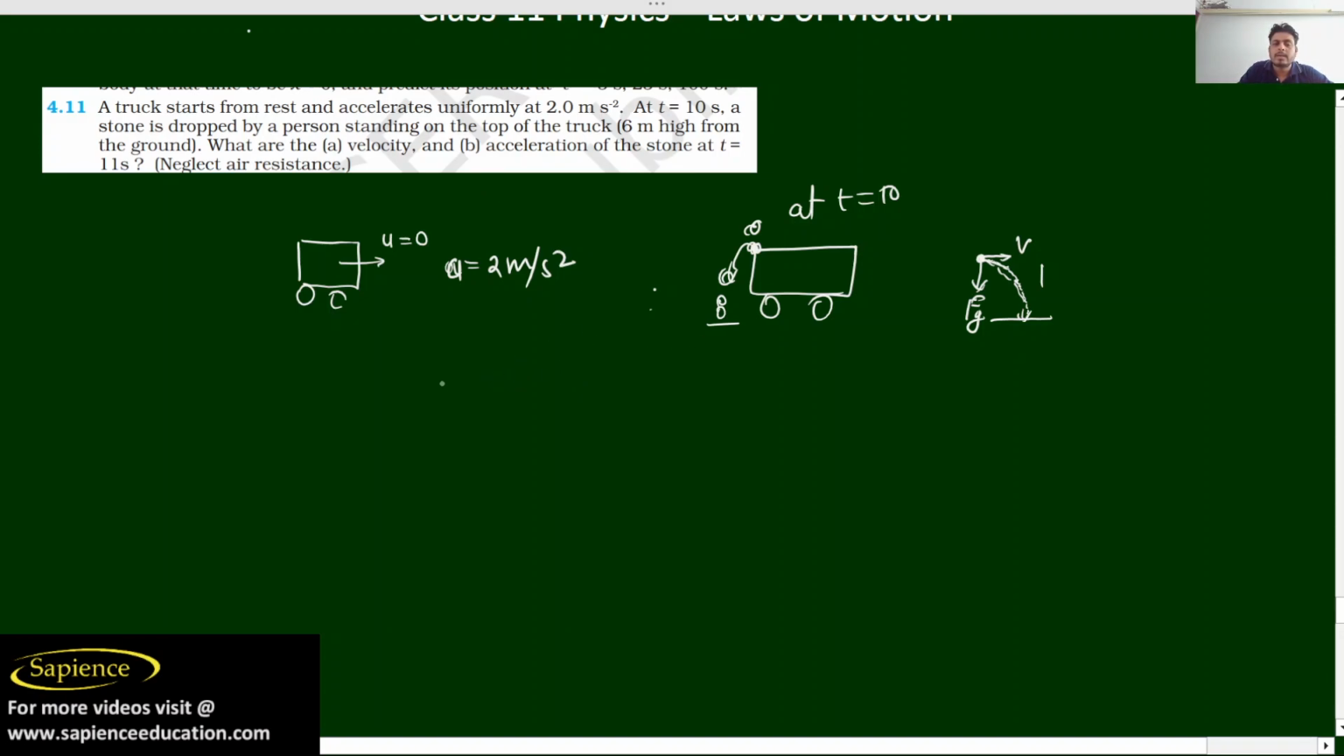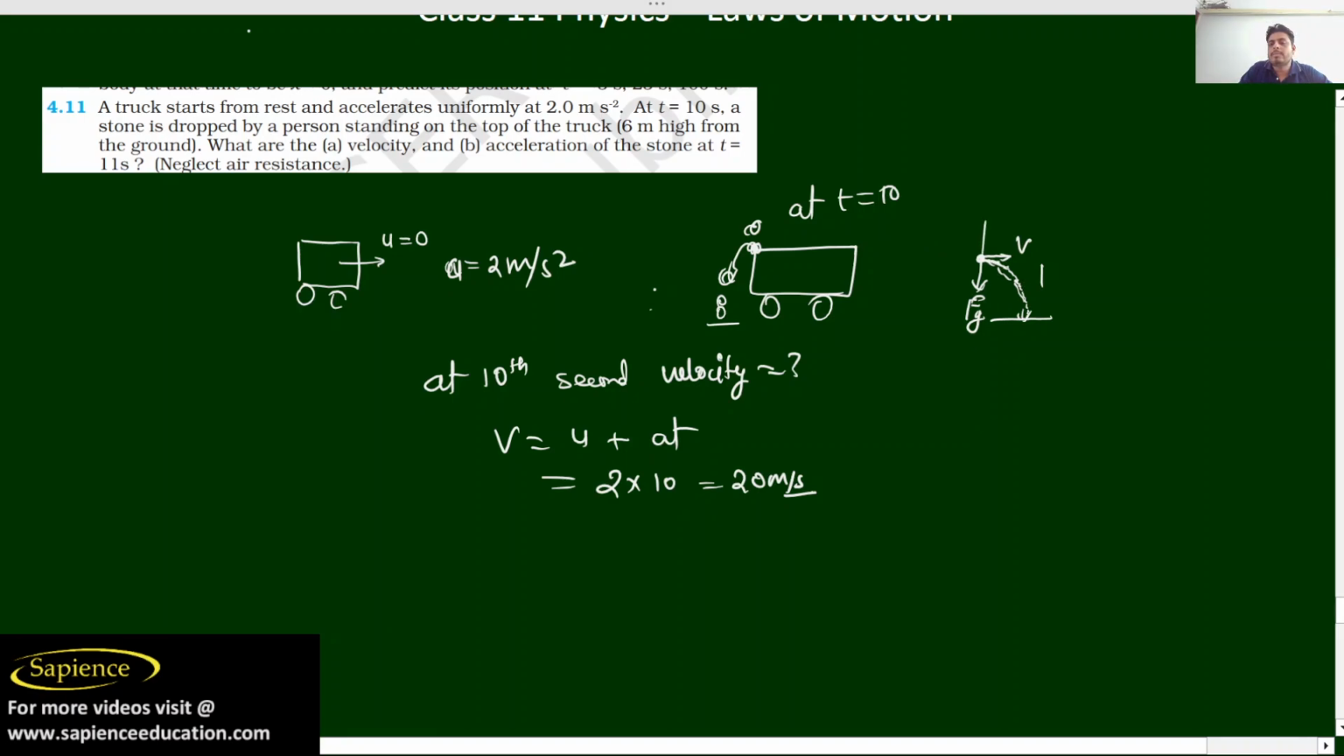So at 10 seconds, what is the velocity? At 10 seconds, velocity v is equal to u plus at. Since here acceleration is 2 and time is 10, this will be 20 meter per second. So at 10 seconds it is 20 meter per second. Now what will it be at 11 seconds? Definitely it will follow the projectile motion.